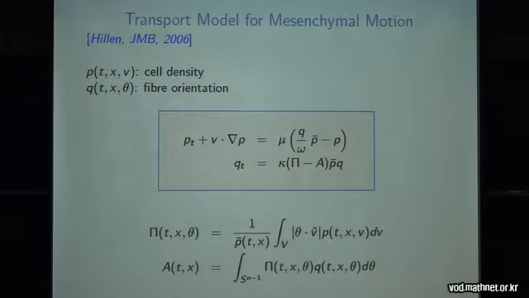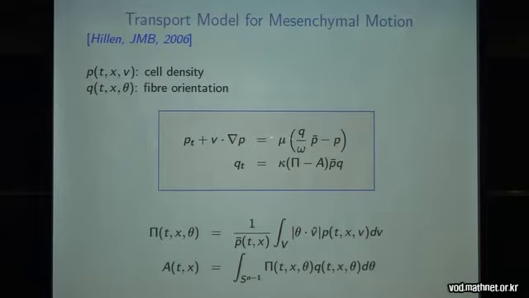Okay. So then here's a transport equation for this, and actually this motion is called mesenchymal motion, because these are mesenchymal cells. So let's go slowly through this equation here. We have p, the cell density, and q, the fiber density, or the fiber orientation. So this first equation describes the movement of the cells, and the second equation describes the cutting, how the cells cut the fibers. Now for the movement of the cells, they move in a direction v. So this is just the characteristic derivative. And then the right-hand side describes how they change direction.